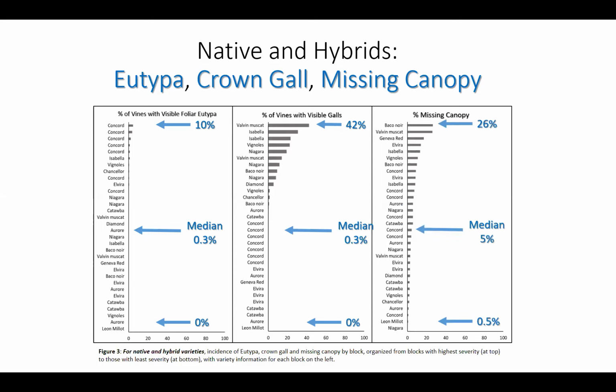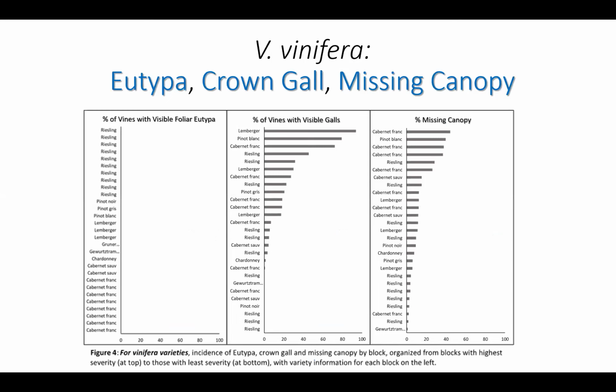So then our estimates of missing canopy, again, median of 5%, high of 26% missing canopy. That would be sort of equivalent to 26% missing yield, and then 0.5% down at the bottom. Okay, for vinifera then, didn't see any foliar Eutypa.